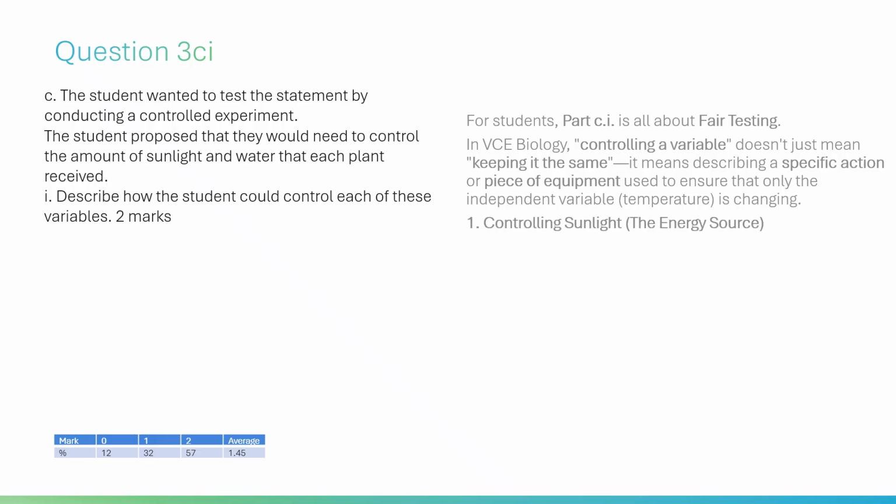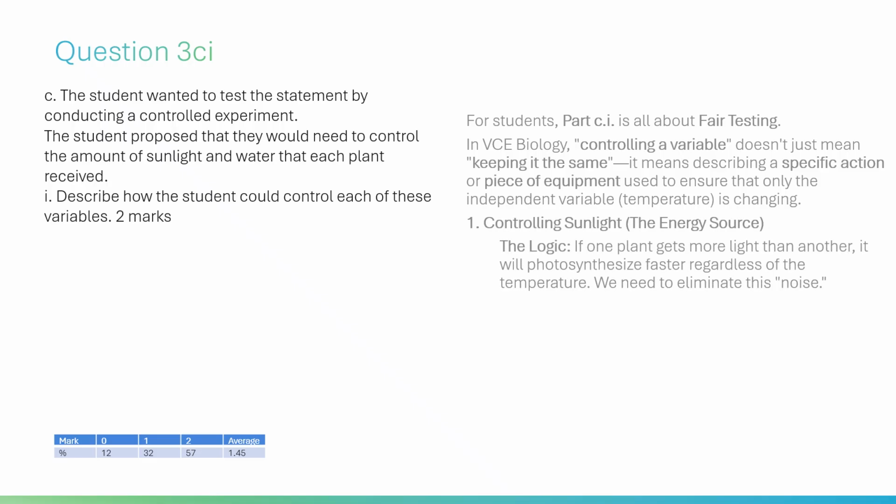One, controlling sunlight, the energy source. The logic: if one plant gets more light than another, it will photosynthesize faster regardless of the temperature. We need to eliminate this noise. The method: use an artificial light source, like an LED grow lamp, set to a specific intensity.